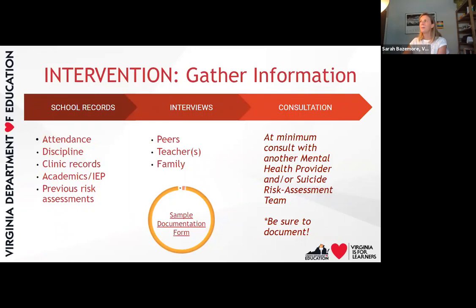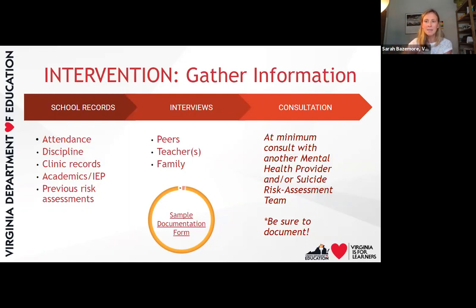Okay, so a big piece of the intervention is gathering a lot of information, which we've sort of talked about already. Your student interview is a huge piece of that, but you're also interviewing classmates or peers and teachers and family members. That's all a piece of this.